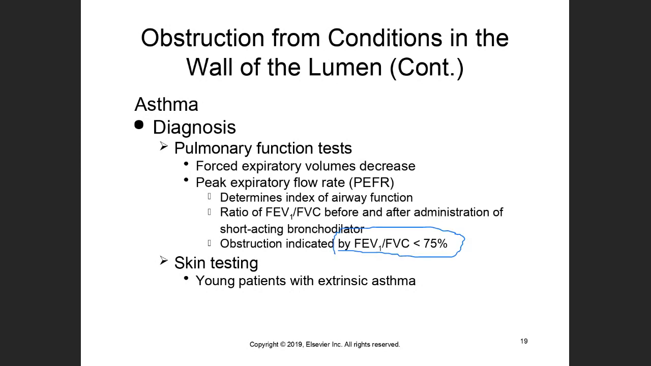FEV1 over FVC less than 75. That means that it is obstructive, okay? Normally, that ratio is around 80. So if you are below 80, obstructive. If you are above 80, restrictive. Okay?